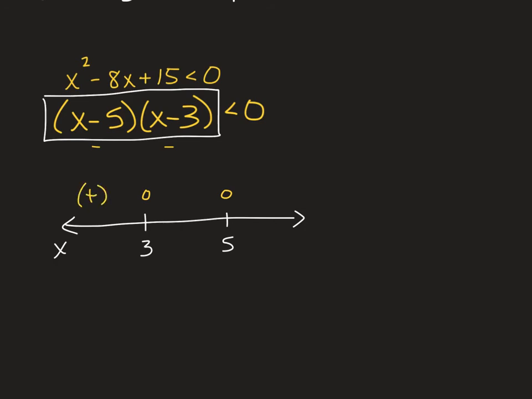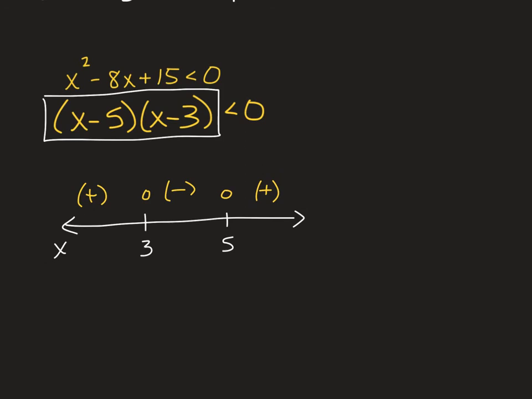I want you to try these next two. Pick a number in between here, see what you get, positive or negative, and pick a number over here, greater than 5, see what you get. Go ahead and pause the video and press play to see how you did. Okay, you should have a negative here and a positive here.